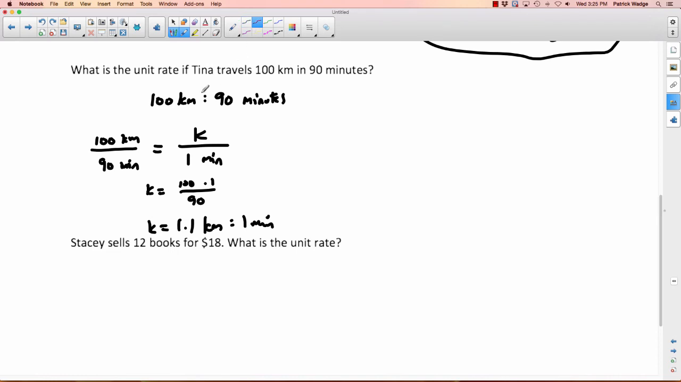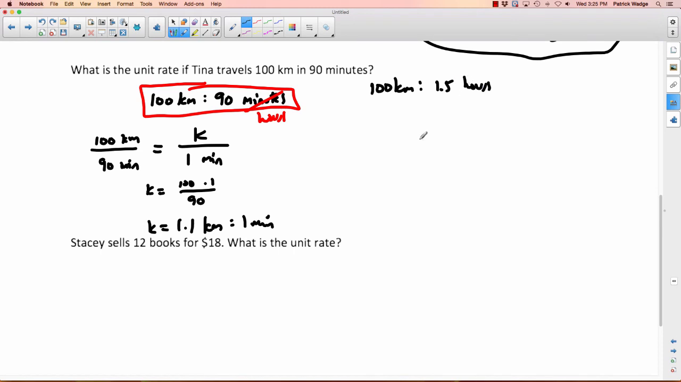So let's look back here again. Wouldn't it be nice actually if this wasn't in minutes, if it was in hours? How many hours is 90 minutes? Well, 1 hour is 60 minutes, and it's another half to give 90. So another way you could have written this unit rate is 100 kilometers in 1.5 hours, right? 90 minutes is 1.5 hours.